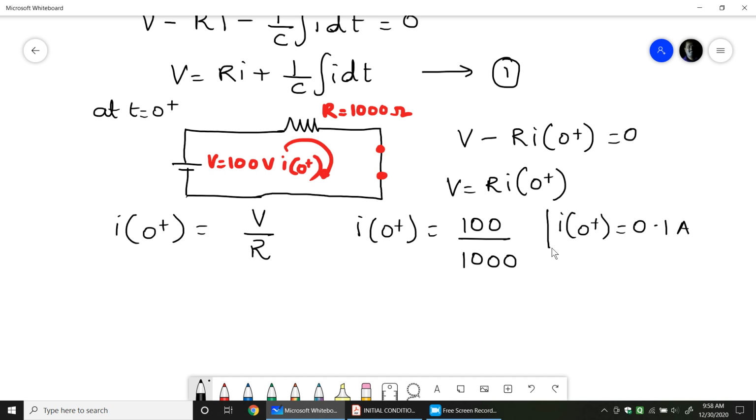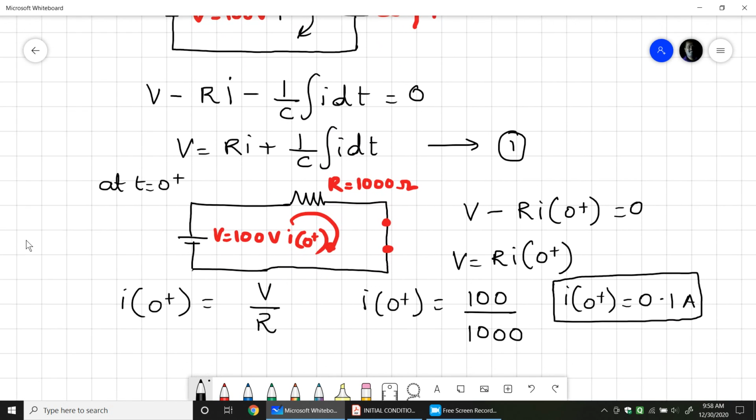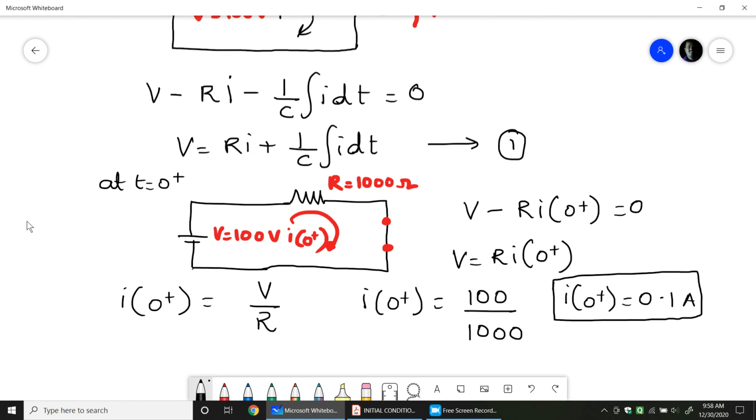So this is the current which we have got at t equals 0 plus. We see that I of 0 plus equals 0.1 amps. So how did we find that? We know that at t equals 0 plus, as the capacitor is initially uncharged, the capacitor will behave as a short circuit.